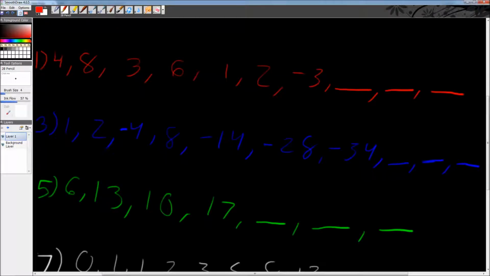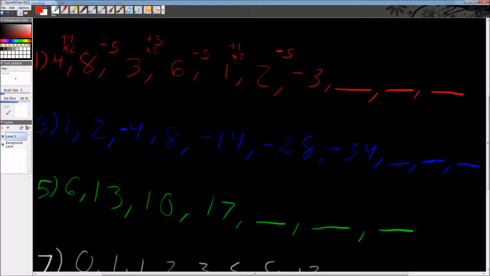We're going to be reviewing how to find patterns. An easy way to find a pattern is to see how we're jumping from number to number. To get from 4 to 8, we can either multiply by 2 or add 4. 8 to 3, subtract 5. 3 to 6, multiply by 2 or add 3. 6 to negative 1... subtract 5, times 2, add 1. 2 to negative 3, subtract 5.